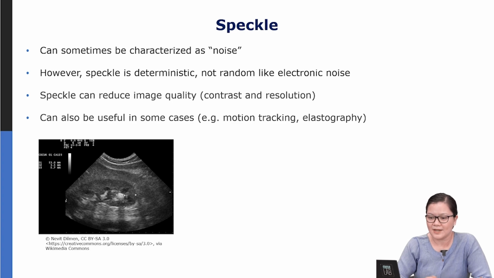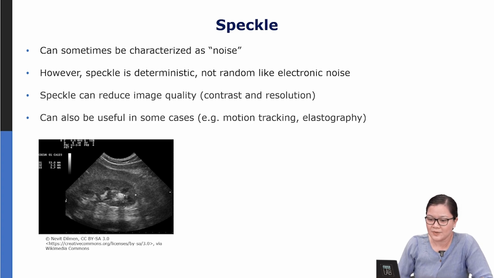electronic noise. Speckle can affect image quality, such as the contrast and resolution of the image, which we'll discuss more in a subsequent lecture. But it can also be useful in some cases, such as when you're doing motion tracking, when you're doing Doppler imaging and tracking the motion of certain structures in the tissue. Also in elastography, when you're inducing some shear waves that will then be used to track the motion of the tissue, and then getting some elastic property or mechanical property of the tissue.